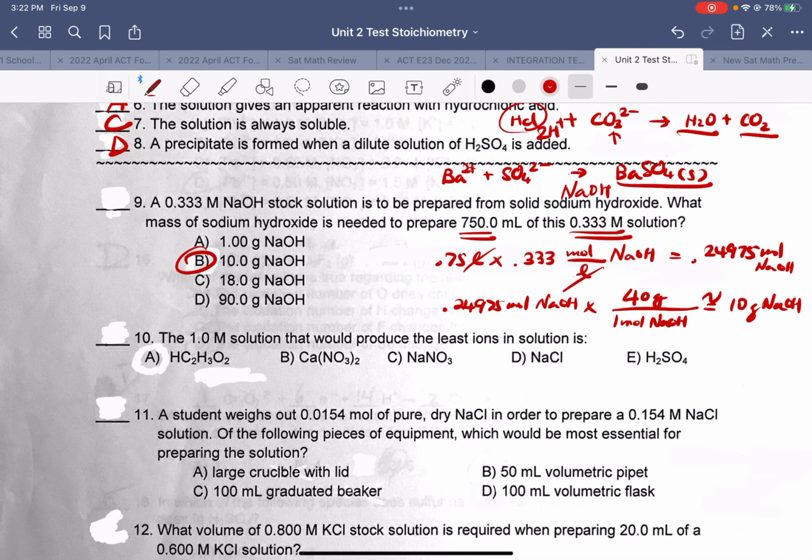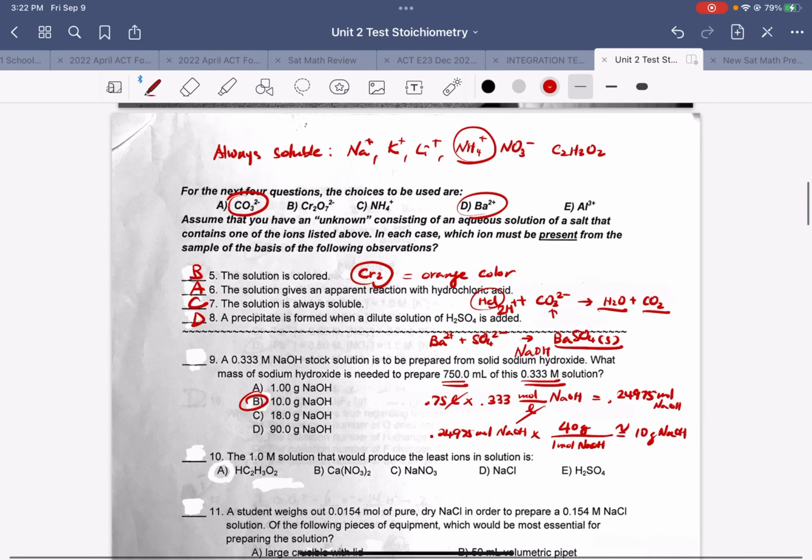Now number 10, which one molarity solution would produce the least ions in solution? Okay, so which one produces the least ions? You first have to see which is most soluble, right? So we talk about that here. What kind of ion is soluble here? Na here is 100% soluble, also Na here. And then we also know that NO3, nitrate, is also soluble.